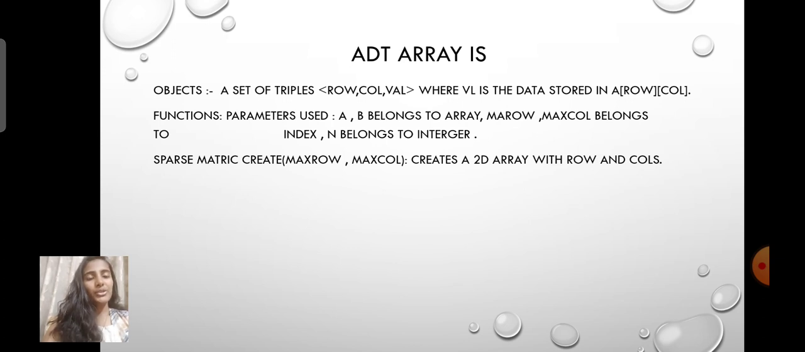Function parameters used. B belongs to array, max row and max column belong to the index and n belongs to the integer. Here the value of the non-zero element is indicated by representing the rows and columns where it belongs. Sparse matrix create, max row, max column creates a two-dimensional array with rows and columns. In sparse matrix representation, the rows and columns are very necessary.